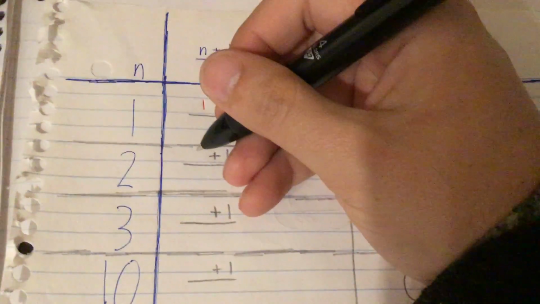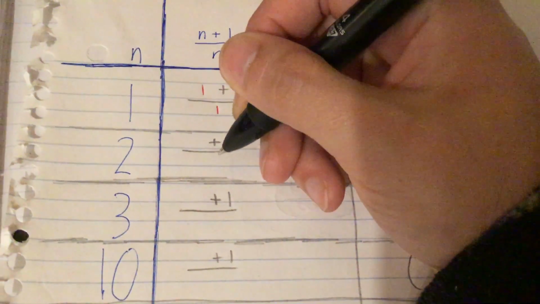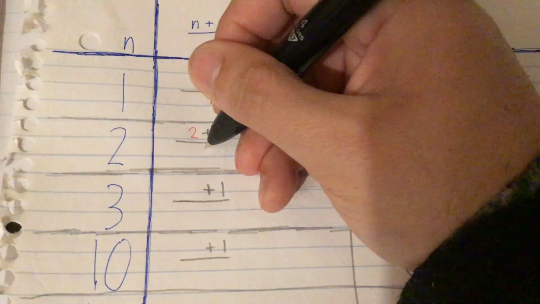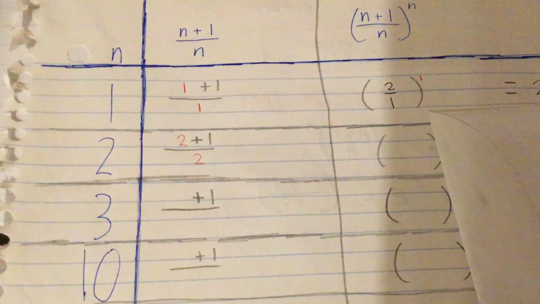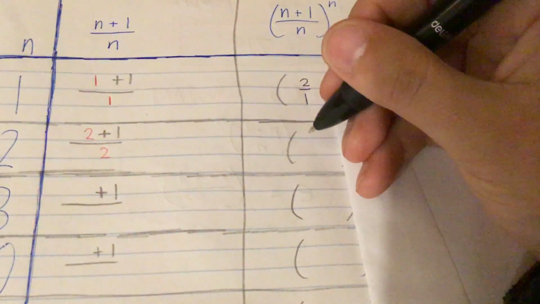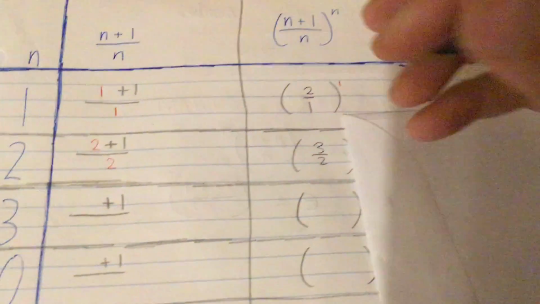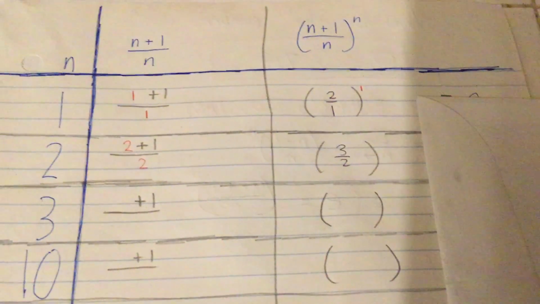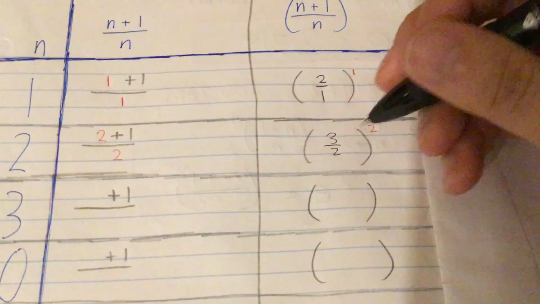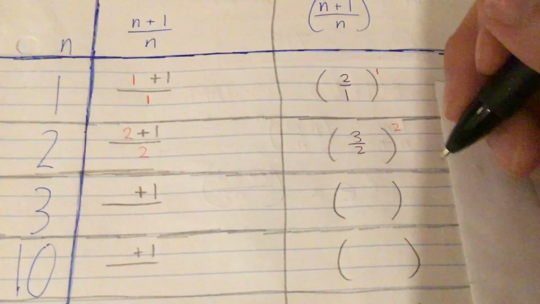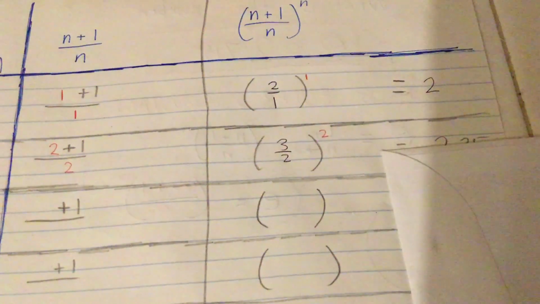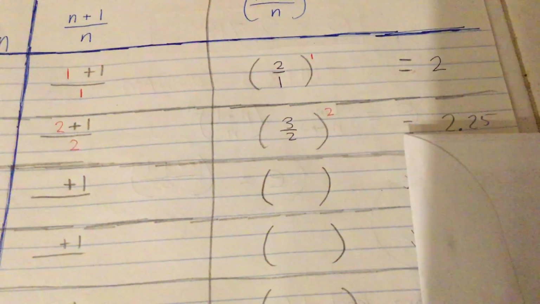Let's go with 2. So if n is 2, n plus 1 over n, specifically 2 plus 1 over 2. So now I've got 2 plus 1 over 2, so that's 3 over 2. And remember that we're taking it to the nth power, so whatever that was, it's 2. So 3 halves, or 1.5. 1.5 squared is exactly 2.25. Okay, a little bit of growth, nothing too exciting. So let's go on with the table.